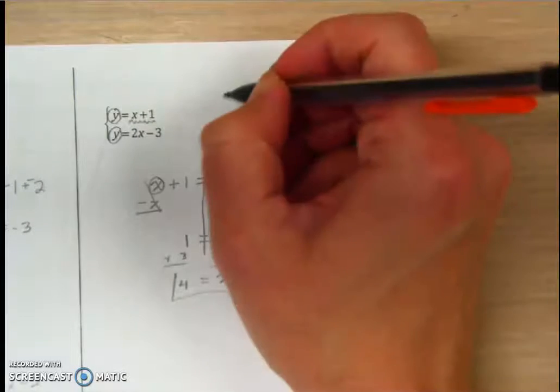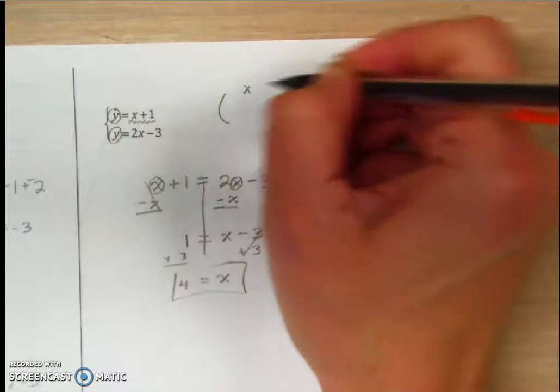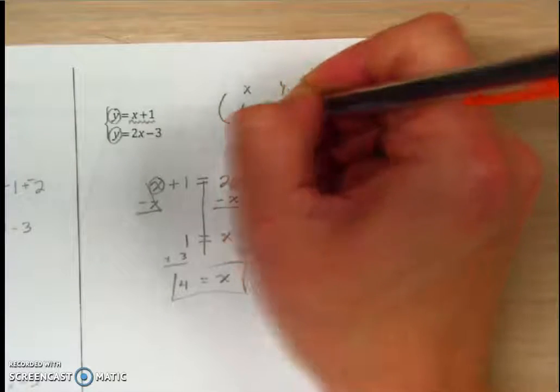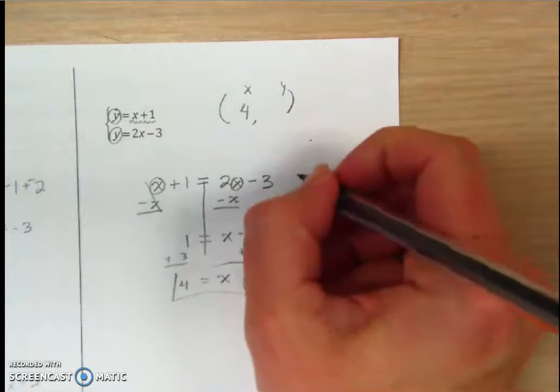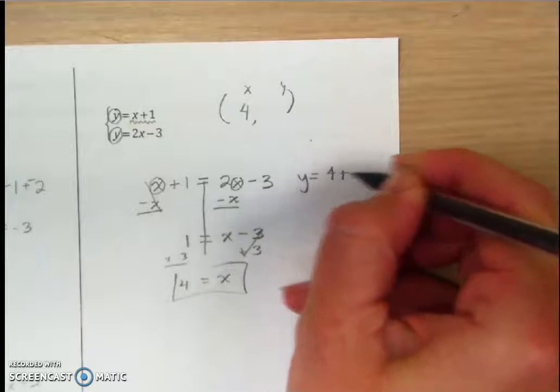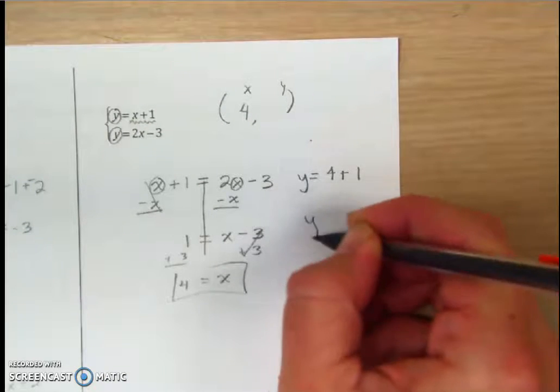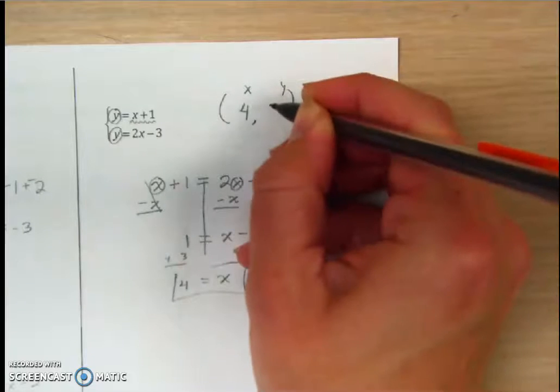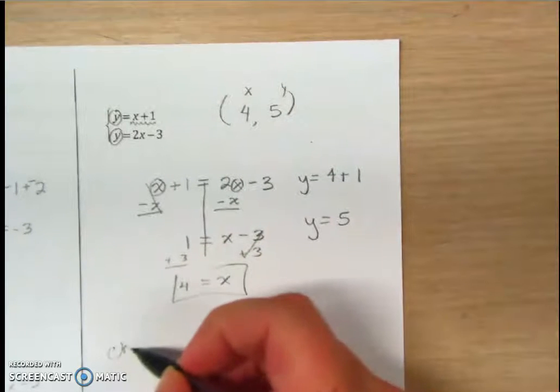All right, so there's one part of our point. We know the x part is 4. Now we just have to figure out the y, but it's easy. Now that we know x is 4, y will be equal to 4 plus 1, which means y is equal to 5. Now for our check.